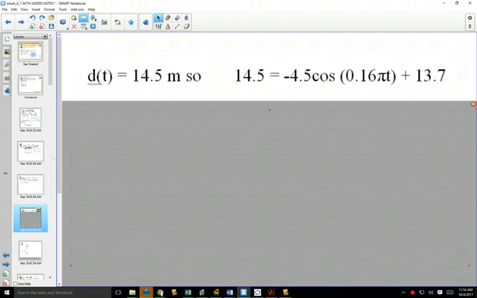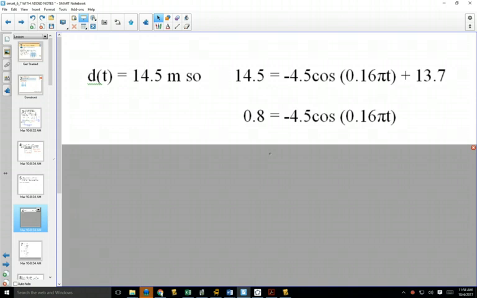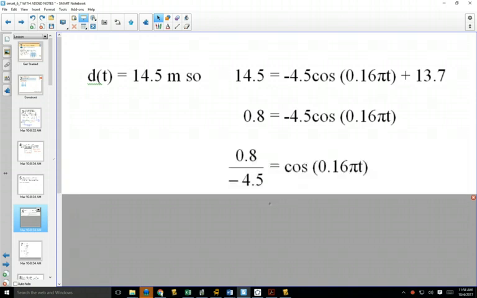So you have to ask yourself, how do I solve cosine equations? Well, I get the cos by itself, I find my reference angle, and then I find my angles. So we're going to do that as well. How would I get cos by itself? I'd subtract 13.7 on both sides. I divide by negative 4.5, and I get cos by itself.